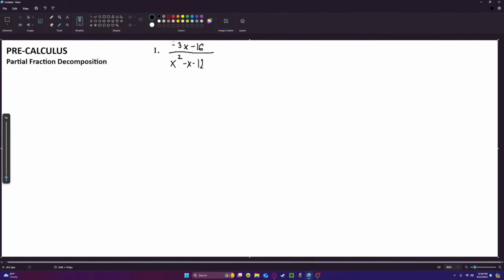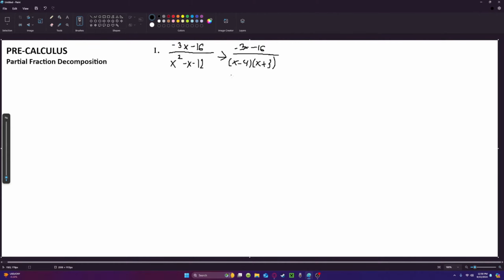So we have this right here, negative 3x minus 16 over x squared minus x minus 12. The first thing you want to do in these types of problems is factor this denominator. You always want to factor the denominator. You always want to do that. So this one is on the easier side. So we can just do this, and then we can do x minus 4 and x plus 3. That's pretty easy mental math right there.